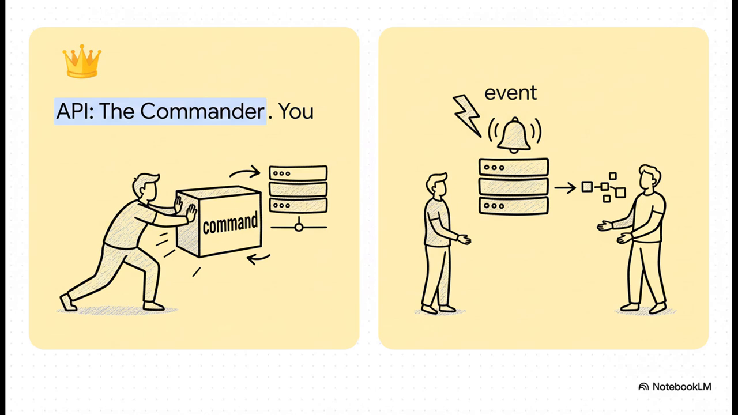With the API, you are the commander. You push commands and you pull data whenever you decide to. The action starts with you. But with the webhook, the system is the informer. It waits for a specific event to happen, and then it pushes the data to you. You command, it informs. That's the core difference.